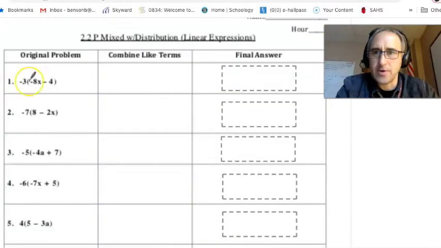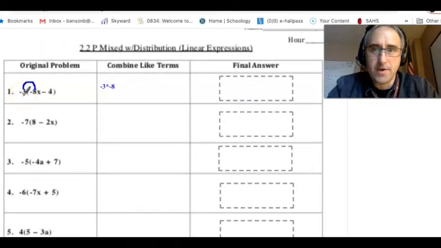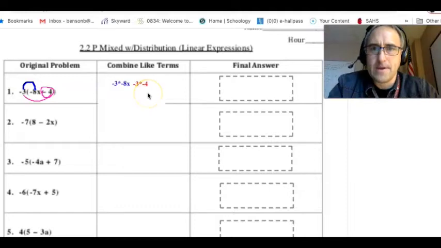When we are distributing, we are sharing the -3 here by multiplying it by everything in the parentheses. So first we use a rainbow. -3 times -8, I'll write that here. Then I also need to share through multiplying, distribute the -3 to the -4. This whole piece is the number. When I do that, then I combine them.